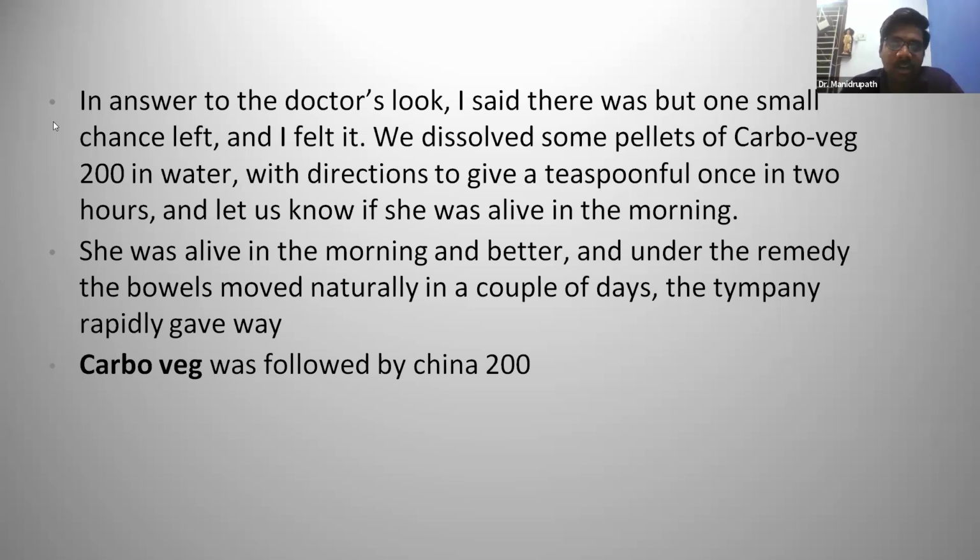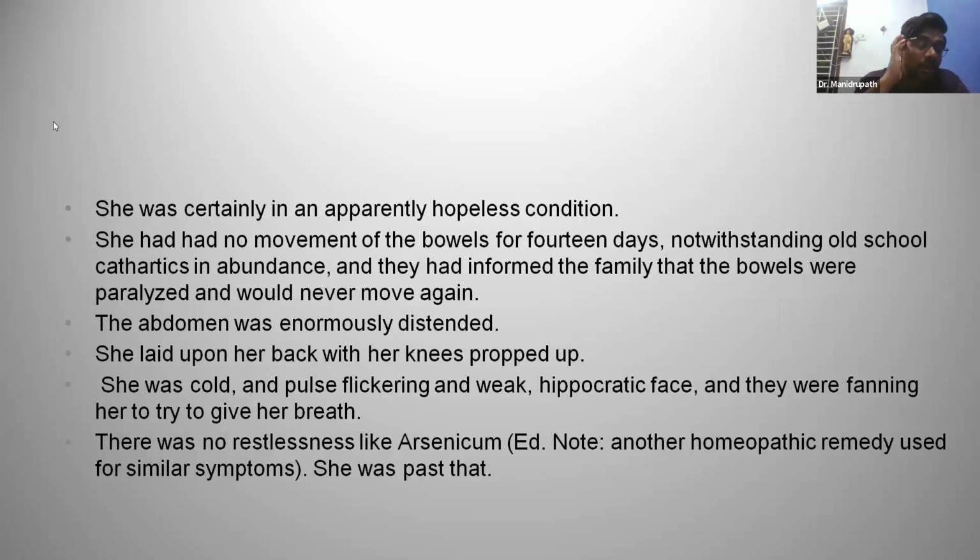Carbo veg was followed by China 200. This is the importance of Carbo veg. And interestingly, Nash has mentioned Arsenic. Arsenic comes very, very close to Carbo veg in this scenario of cold breath, sluggishness, paralysis, weakness, hippocratic face, wanting to be fanned, pulse very flickering and weak. Very, very close to Arsenic.